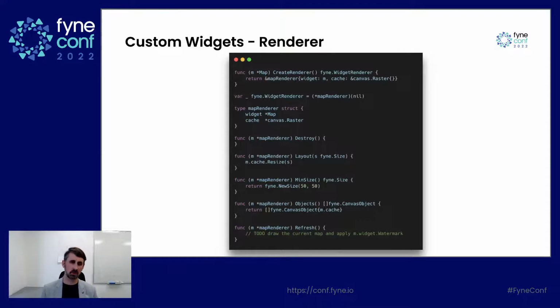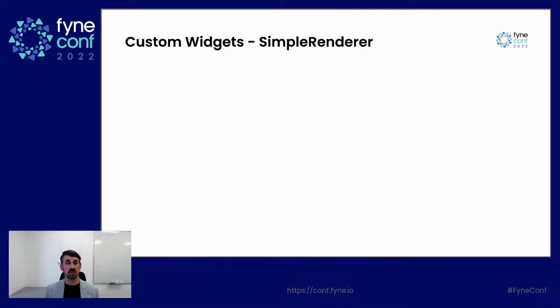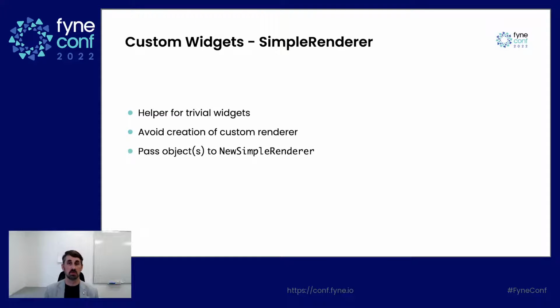Now that's a lot of boilerplate, I suppose, to do something quite straightforward. And so we have introduced a new type called simple renderer in the widget package, which is really going to boost productivity for building trivial widgets, avoids creating a custom renderer completely, and where we returned a list of objects from our object method on the custom renderer, we just pass these objects into new simple renderer instead.